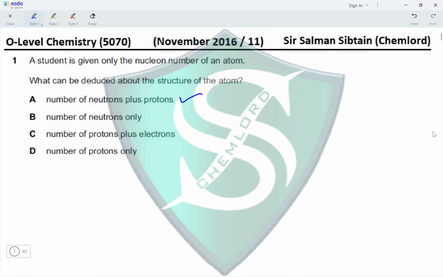So this is correct. Number of neutrons only, that cannot be found out without knowing the atomic number. Number of protons plus electrons, that cannot be found out without knowing the atomic number. And number of protons only, number of protons is equal to the atomic number. So the correct option for this question is option A.